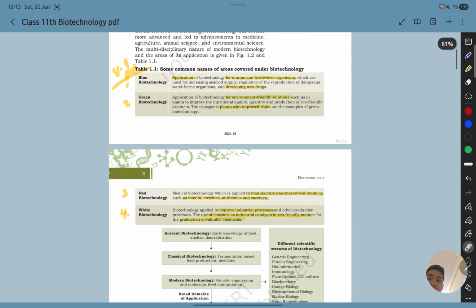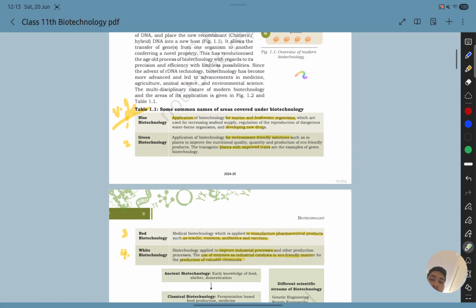So what are these lines? These are the colors of biotechnology. Here it is divided into 4 colors: blue, green, red and white. So what do we mean by blue biotechnology? These are all applications of biotechnology.